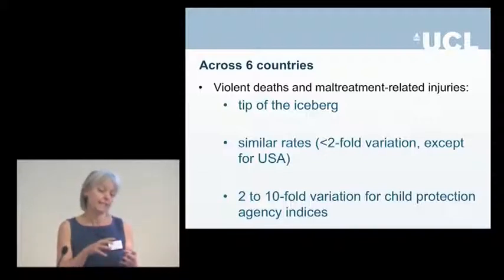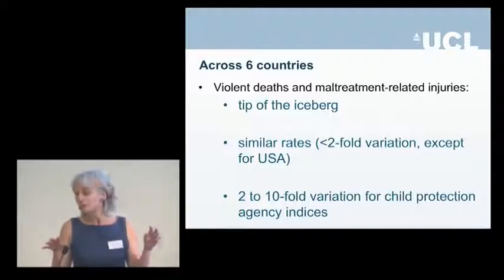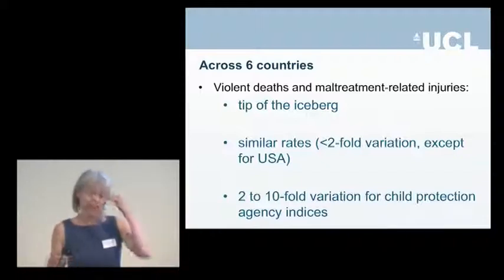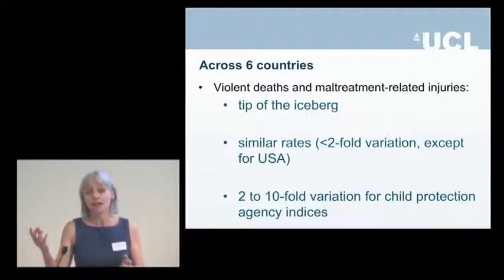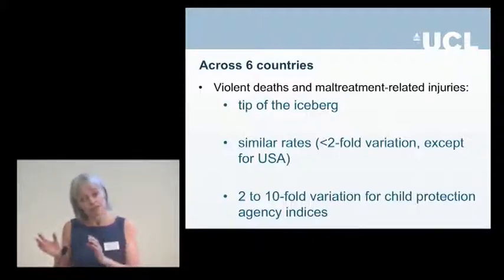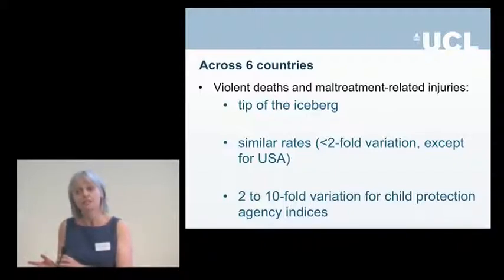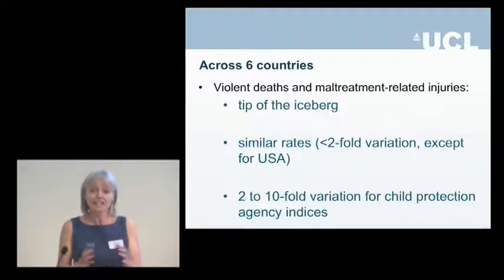But what we did see across these 6 countries was relatively similar rates, with less than 2-fold variation, except for the USA, where they have a 5-fold higher rate of violent deaths in children compared to the other countries. And they have unusually low rates of maltreatment-related injury admissions, which I think is related to poor access to care. But otherwise, our indices were performing relatively similarly across countries.